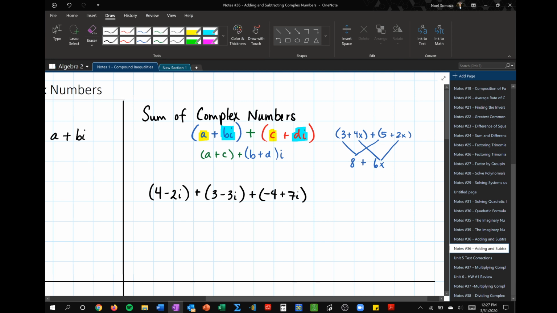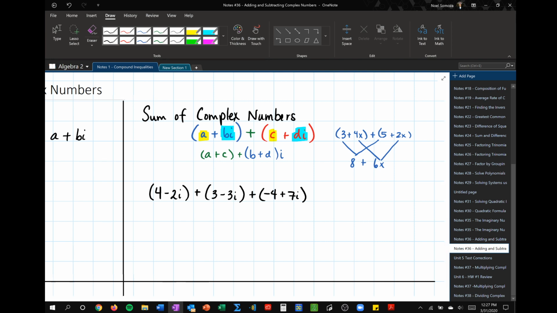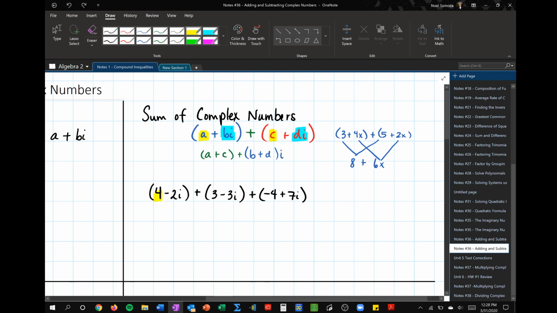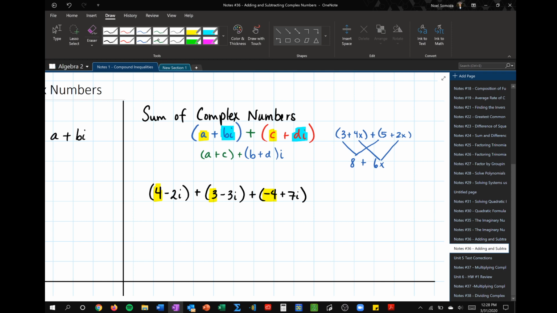Okay, so the first thing I want you to notice is how we're adding everything together. What you're going to want to do first is identify which numbers are real and which numbers are imaginary. So I have a real number 4, a real number 3, and a real number negative 4. I can add all three of those numbers together because they don't have an i next to them. These are all the like terms, basically.